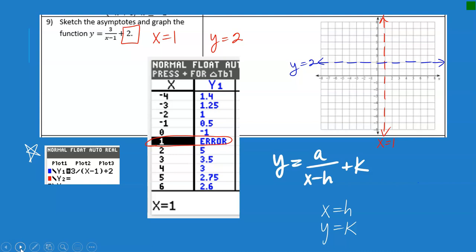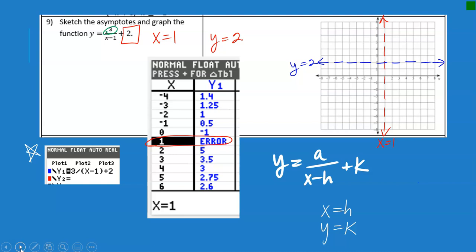Okay, so what you want to do for these types of functions is figure out where your vertical asymptote is, which I just circled in red. It's also highlighted on my table. And then whatever your a value is, so in this problem the a value is 3, that's how many numbers above and below you should include on your table.